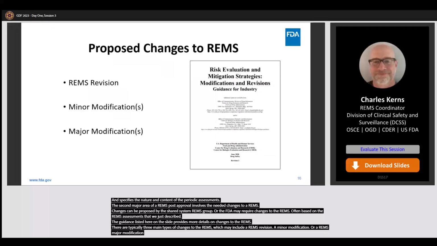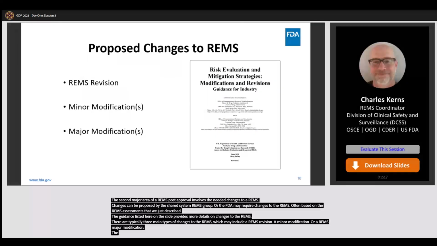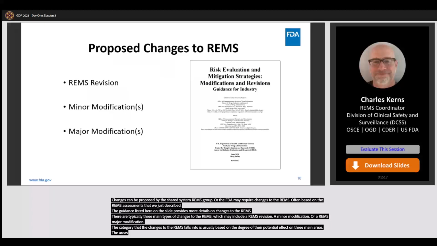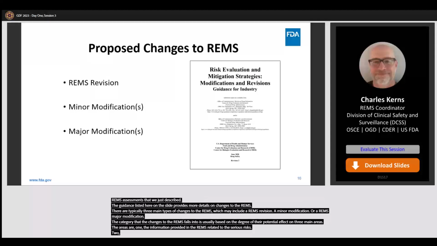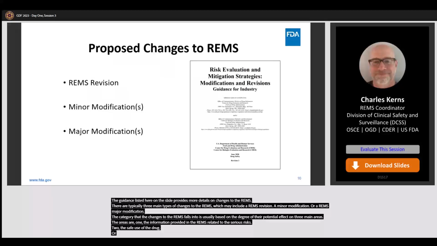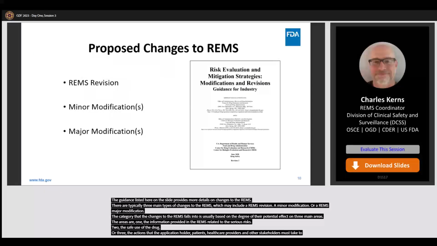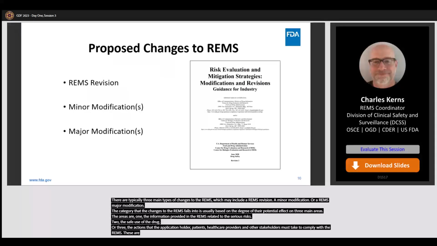The category that the changes to the REMS fall into is usually based on the degree of their potential effect on three main areas. The areas are: 1, the information provided in the REMS related to the serious risks; 2, the safe use of the drug; or 3, the actions that the application holder, patients, healthcare providers, and other stakeholders must take to comply with the REMS. These are described in much more detail in the guidance listed here on the slide, but we will describe each option briefly in this presentation.